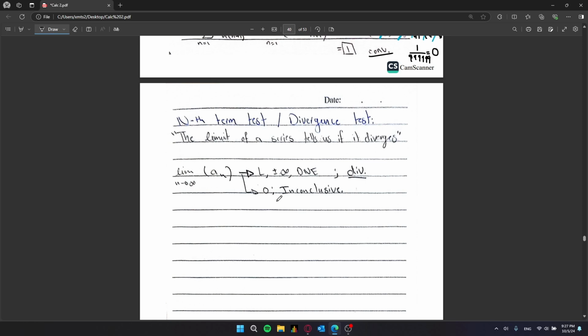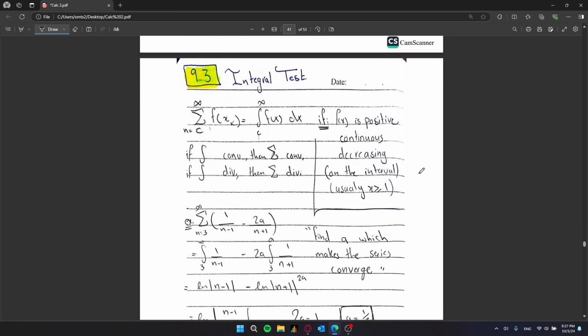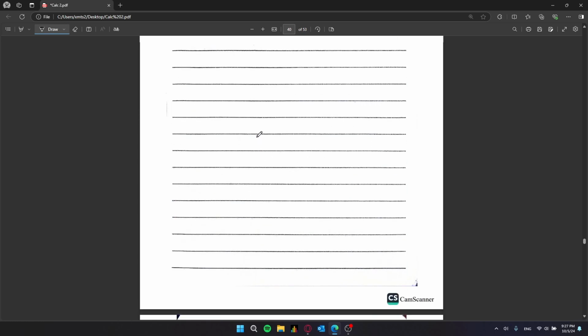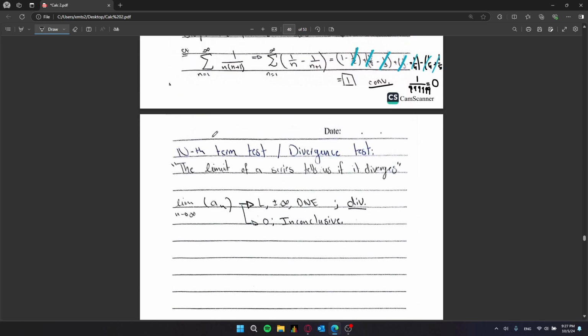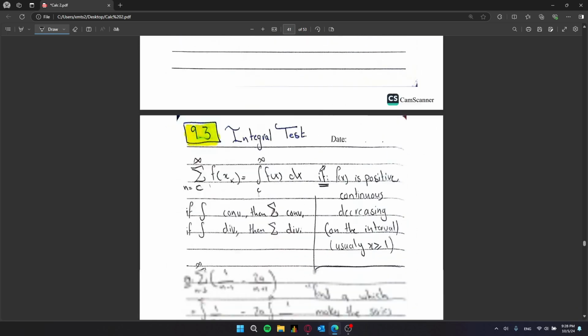What test do you use? You use the next lesson, which is 9.3, which is the integral test. The next 3 or 4 lessons are just all going to be tests to determine if a series converges or diverges. So the integral test is just a test to determine if it converges, if the previous test failed, if the nth term test failed, which 99% of the time the nth term test is going to fail, it's going to be inconclusive. You're going to use the integral test.